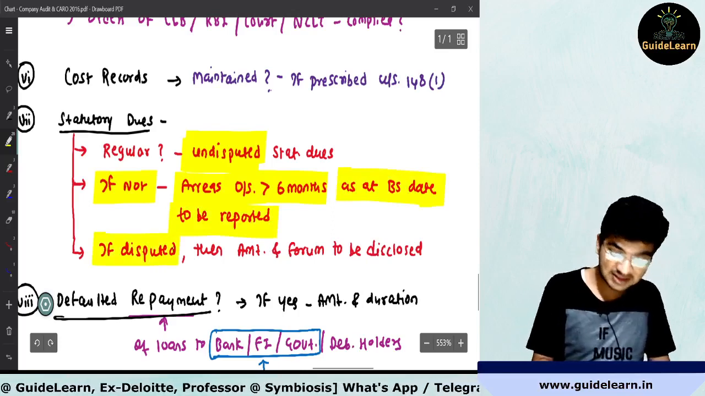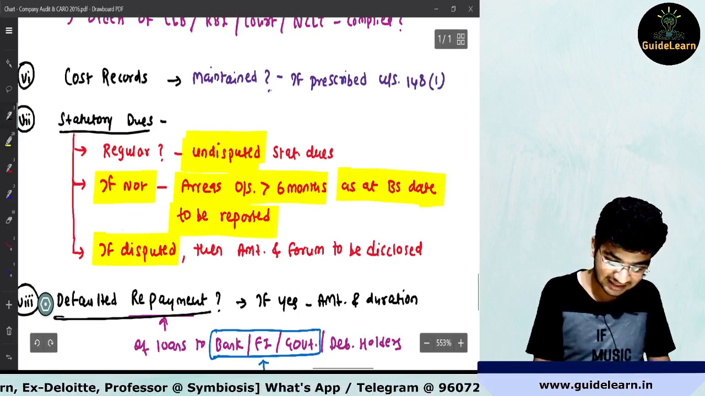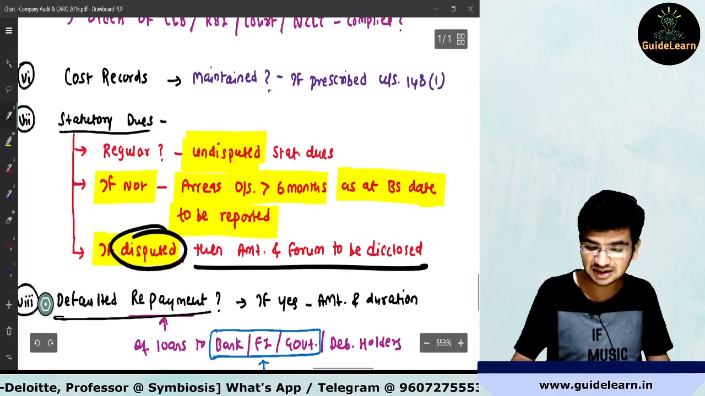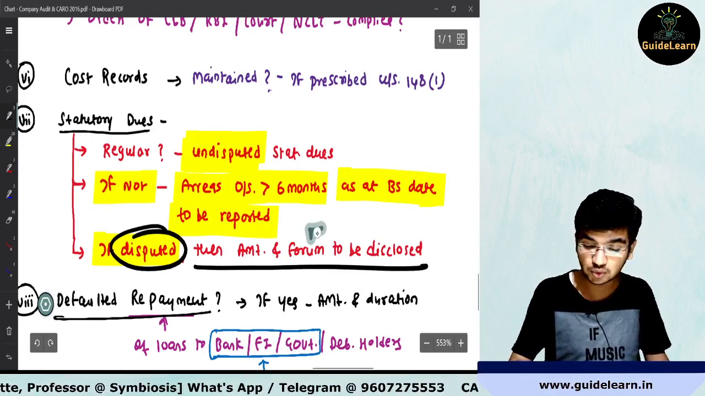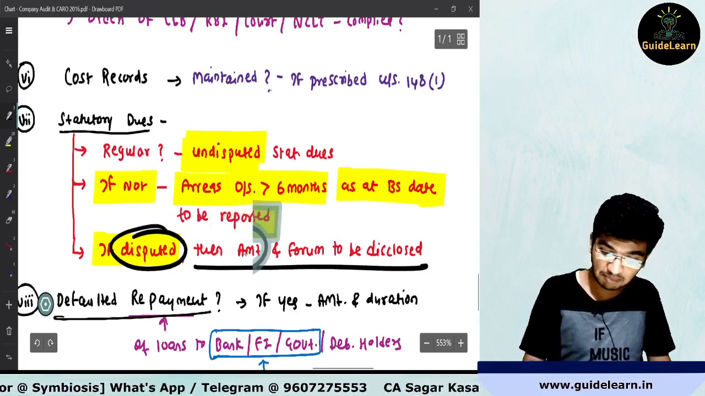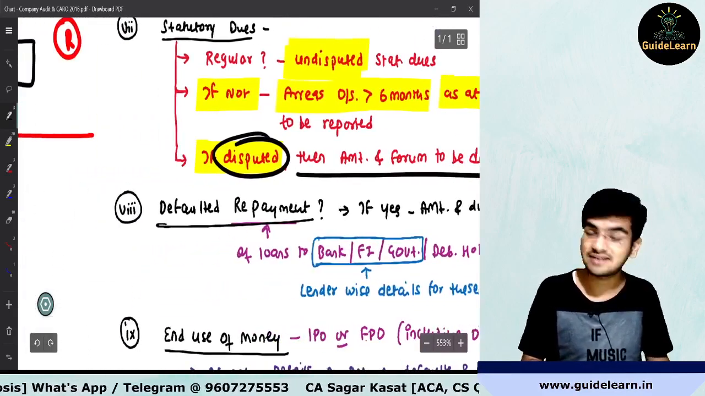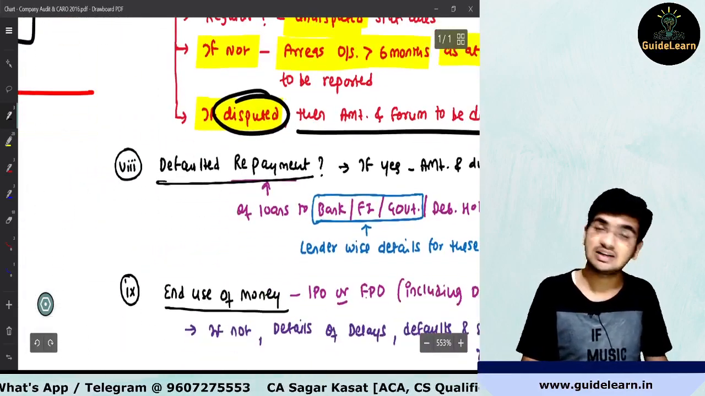And if the stat dues are disputed, then second thing, sir, under which forum that dispute is going on, and sir, what is the amount of that dispute. So amount and forum of that dispute has to be disclosed by the auditor in clause 7 reporting of the CARO 2016 para 3.